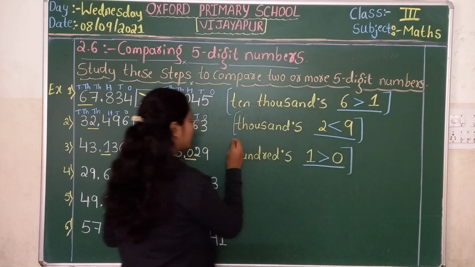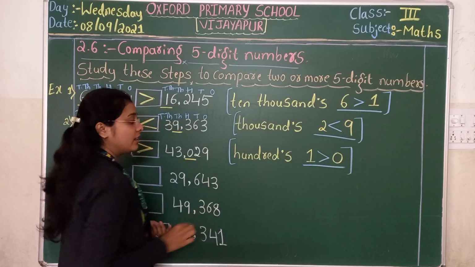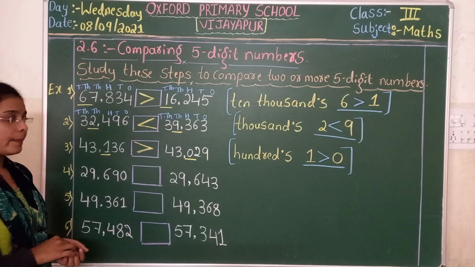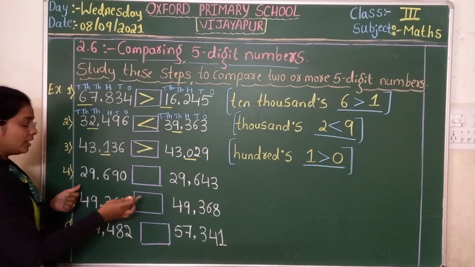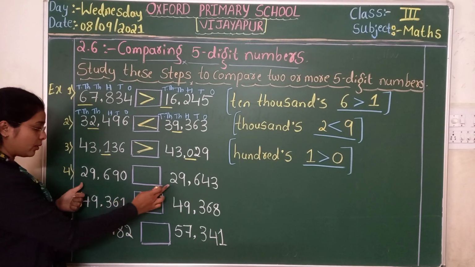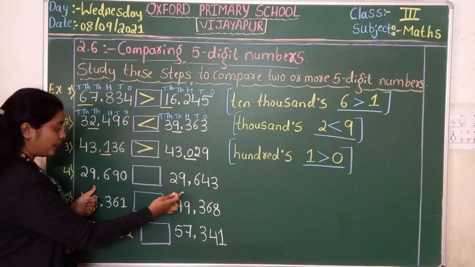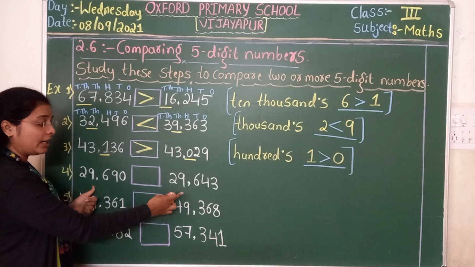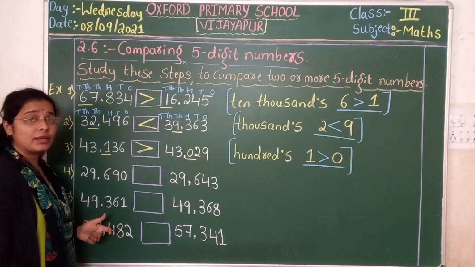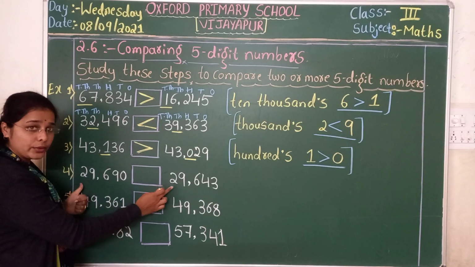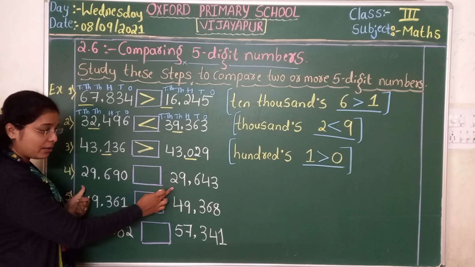Here we wrote the place and the digit which we compare. Next, going to the next example. First we have to compare the 10,000. If we have the same digit, compare the next, that is 100. Always we have to follow the same step. First we have to compare the first place, that is 10,000.